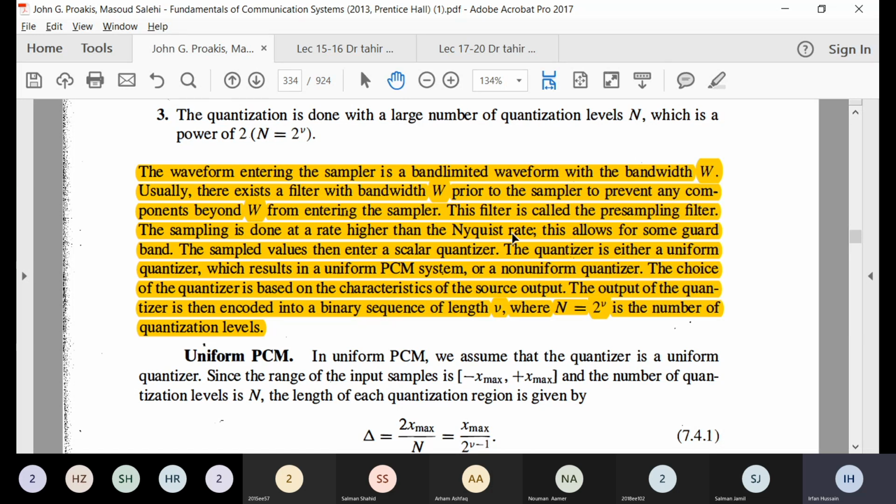So that we also have a guard band. Now the sample values enter a scalar quantizer. So PCM uses a scalar quantizer, not a vector quantizer, which is not in our course. In a scalar quantizer, you could have a uniform as well as a non-uniform quantizer, and the selection depends on the actual signal which needs to be coded, or the output of the source. That will determine whether we use uniform or non-uniform.